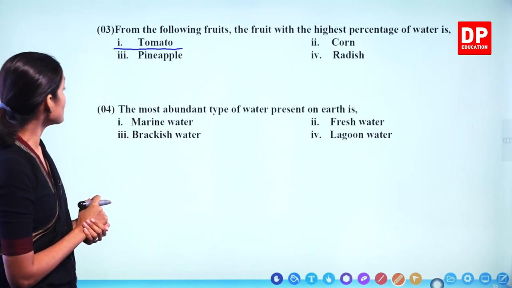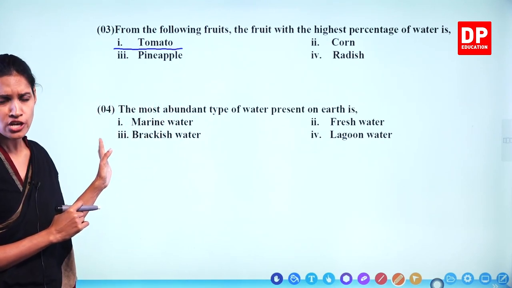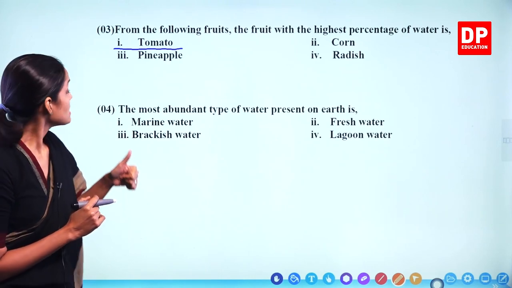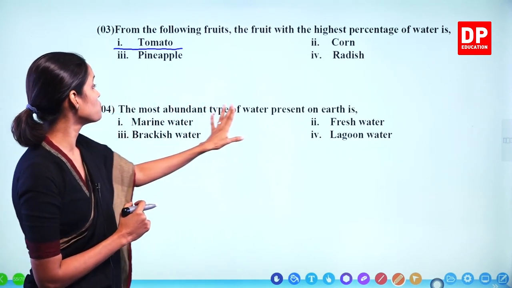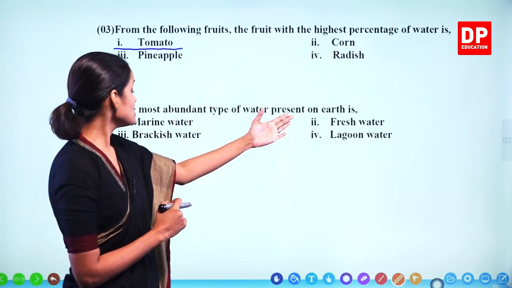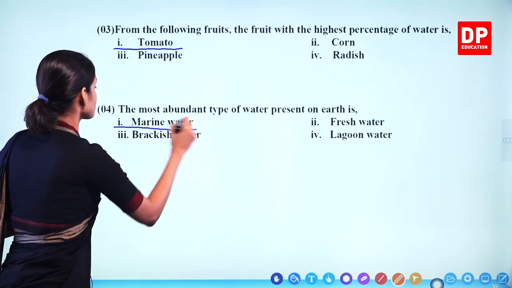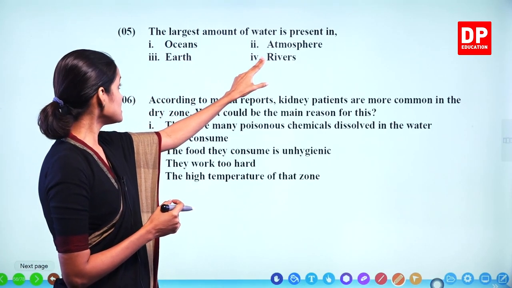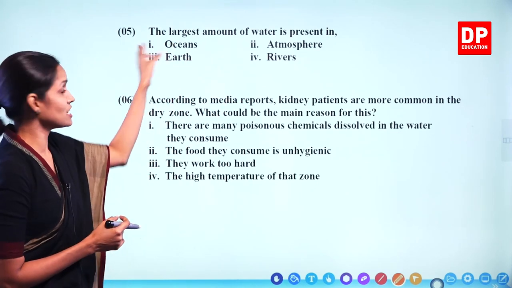Number 4. The most abundant type of water present on earth is. So from the entire amount of water, you all know that 97.41% is contained as marine water, right? In seas and oceans. Therefore, the most abundant type of water present on earth is marine water. Fresh water, lagoon water, brackish water, they are not as abundant as marine water. So answer 1. Number 5. The largest amount of water is present in oceans, atmosphere, earth, rivers. So the largest amount of water is present as marine water, therefore it is present in oceans.